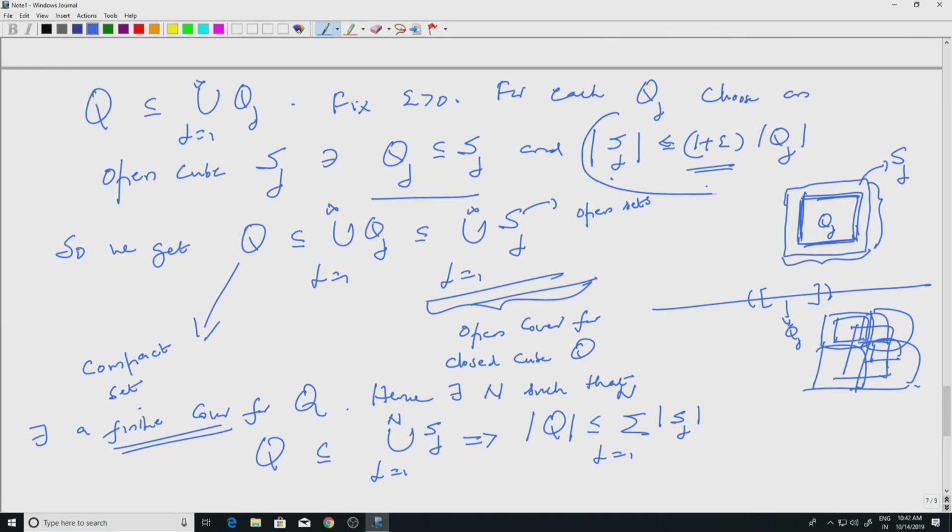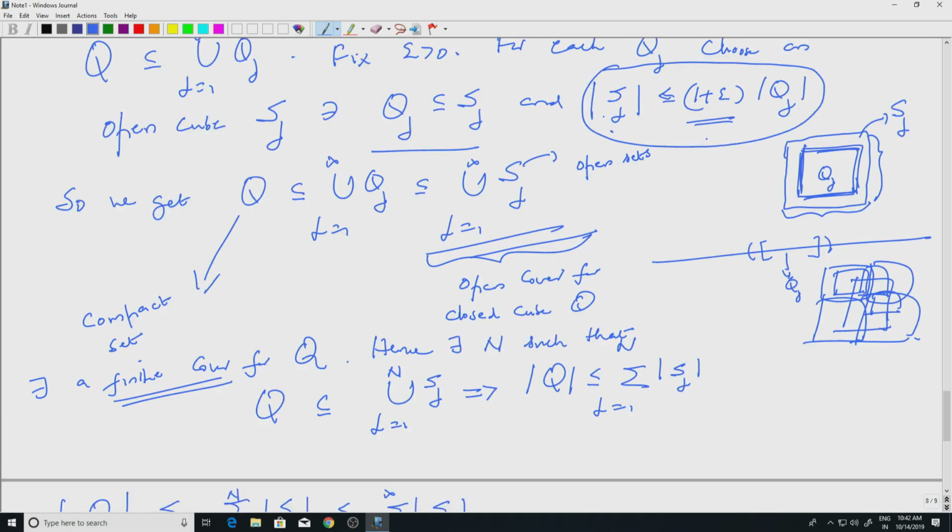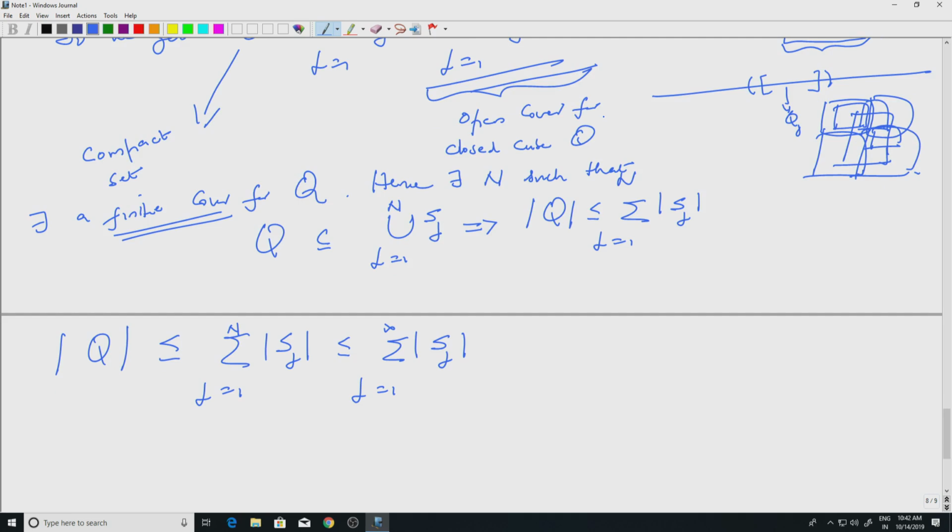This is the property, right. So, I replace mod Sj with 1 plus epsilon. So, this I can bound by summation j equal to 1 to infinity 1 plus epsilon times mod qj. So, this is true for every epsilon, right. Now, there is no epsilon dependence. So, you look at this part and this part.